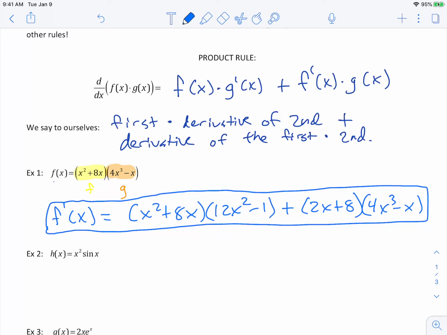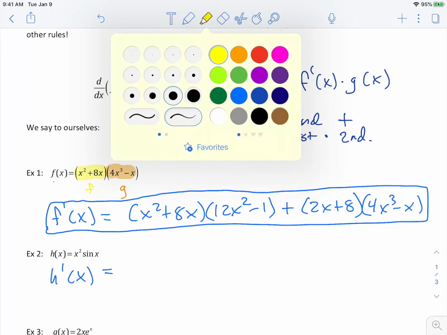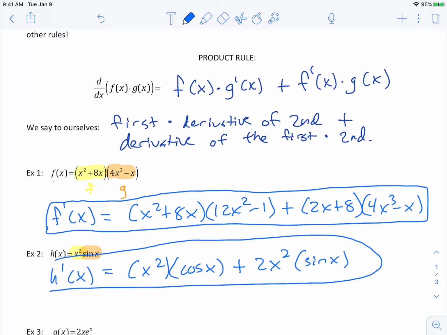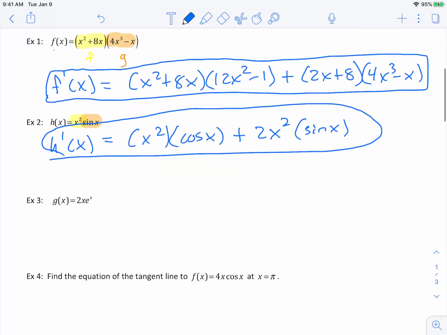All right, so moving on, let's go ahead and try to find h prime of x. Notice here we have, again, there's f, and then we can say g is the sine of x. And so I would go first function times derivative of the second one, so that's cosine x, plus, and now you take the derivative of the yellow, which is going to be 2x squared. Multiply that with the second one, which is sine of x, and we're done. So there is the derivative of h. Okay, so for all these, we're just finding the derivatives.